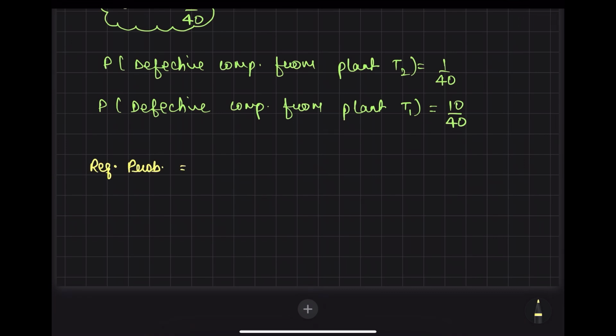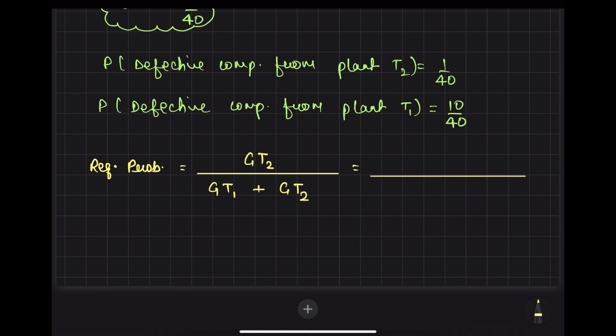So my idea is the required probability. Can I say that we have selected a good computer from plant T1 or a good computer from plant T2? You have to find the probability that the good computer belongs to plant T2. So the good computer from plant T2. This probability you have to calculate. I hope the idea is clear.